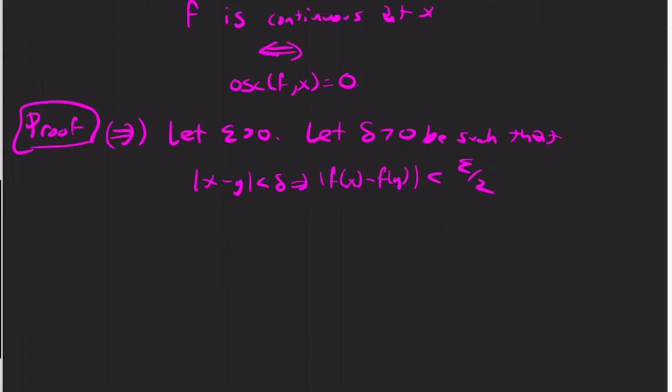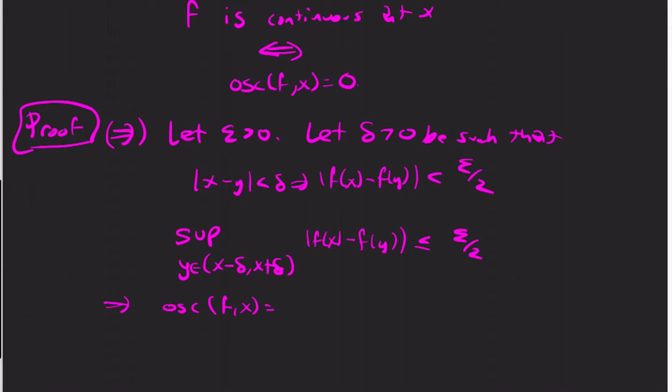So this tells me that the supremum over y in (x - delta, x + delta) of |f(x) - f(y)| is less than or equal to epsilon/2. And that tells me that the oscillation of f at x is indeed 0. If you give me an epsilon, I can always exhibit to you a small interval containing x where the supremum is less than or equal to epsilon. So the oscillation is 0 because it is the limit as delta goes to 0 of this expression. And as delta goes to 0, that epsilon goes to 0.